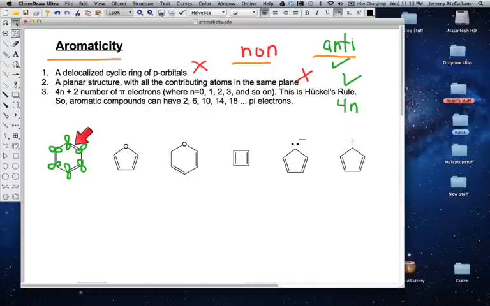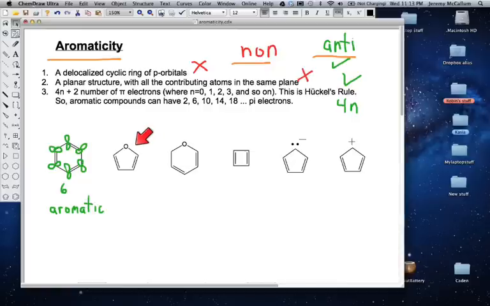From each double bond, we can count the number of conjugated pi electrons. Here we have 2, 4, 6. So for this compound, we have 6 conjugated electrons. We do follow rules 1, 2, and 3, so this compound is obviously aromatic. Okay, so our first compound is aromatic.